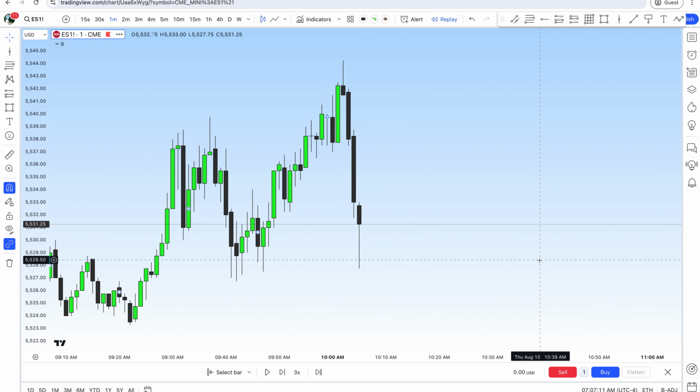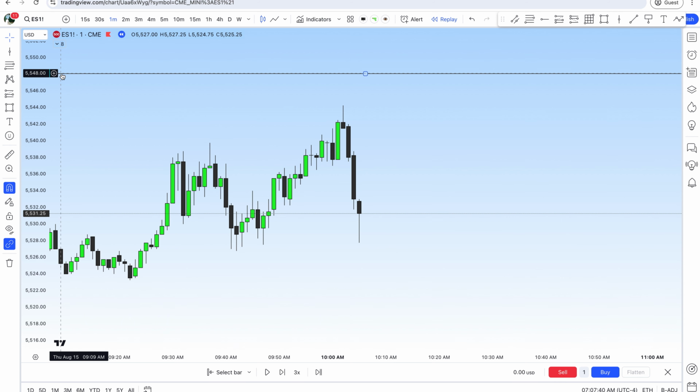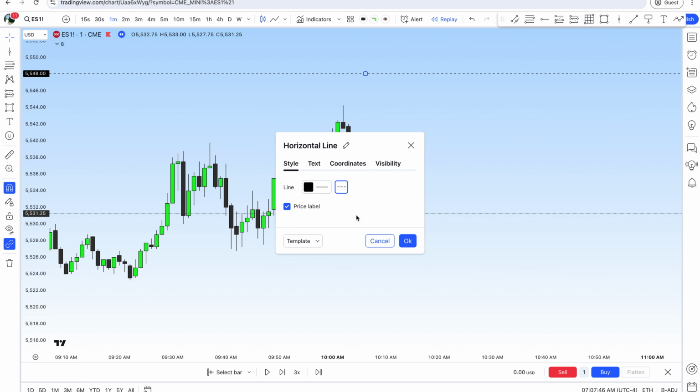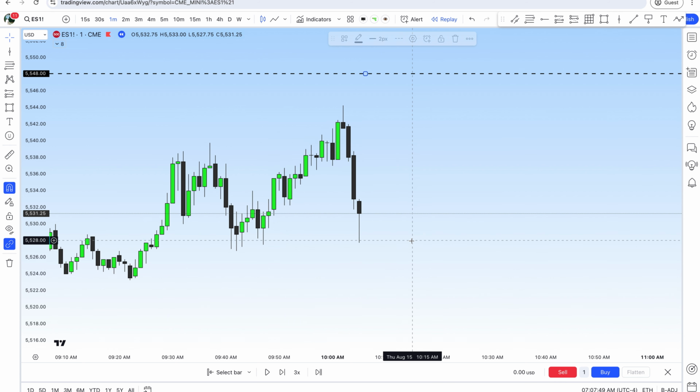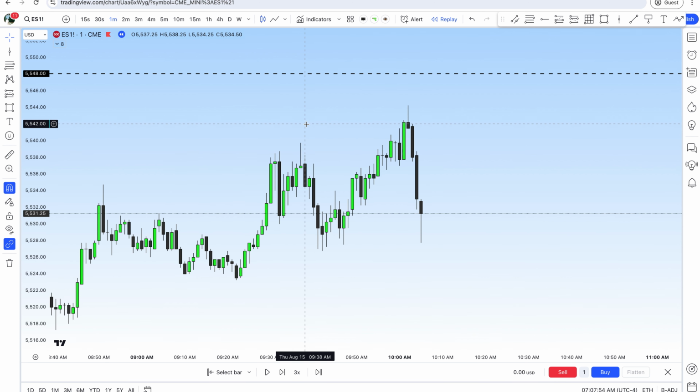When price was right here, I knew that this was going higher, and my low-hanging fruit, my closest projected target, is 5548. So let me show you where 5548 is. Right here. I knew that price would come here, or it was likely to come there.